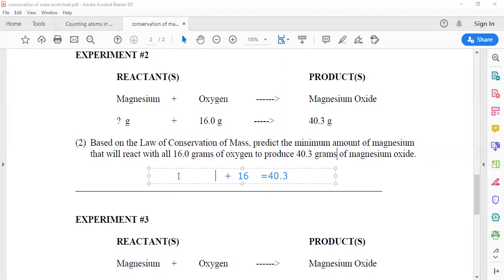So the answer here would be 24.3. So 24.3 plus 16 gives me 40.3. Whatever I end with must equal what I begin with. So in this question, all you're doing is solving for the X, or solving for the missing amount, understanding that they must be equal. Both sides of this equation must always be equal. Okay, let me erase this and then we'll do one more.